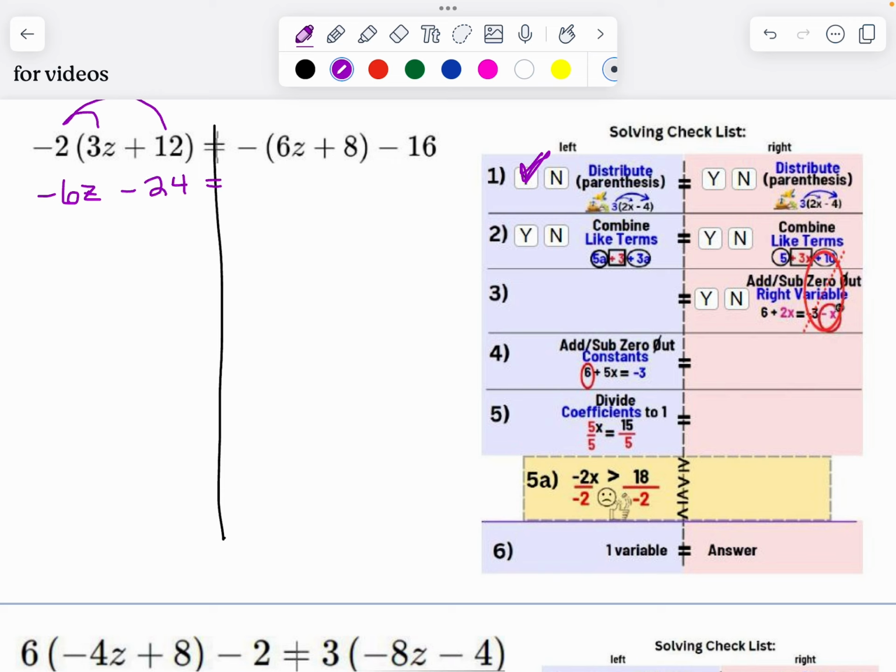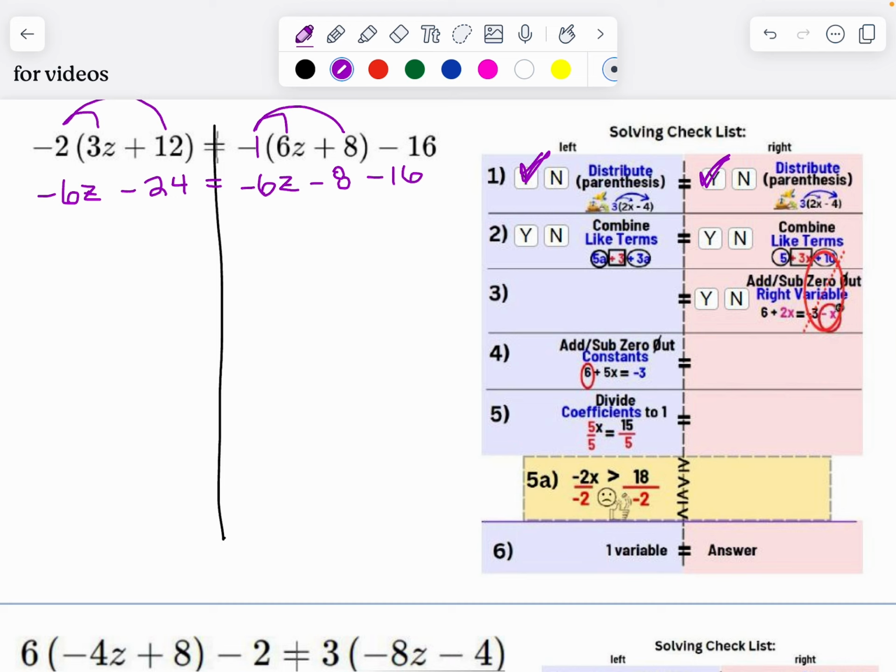Can I distribute on the right? Is there parentheses on the right? Yes, there are. So we're going to click yes. And I'm going to put a 1 here. And -1 times 6z is -6z. -1 times +8 is -8. And bring down the -16. All right, we are done with step 1.